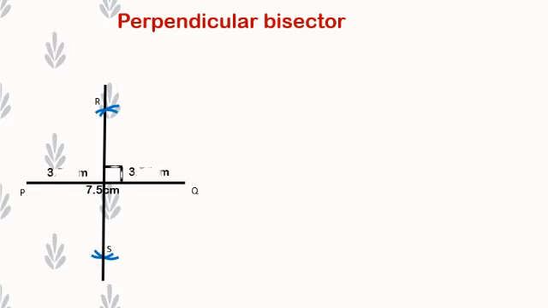Done. This line is perpendicular to the first line and it bisects it. That means line RS cuts at the exact midpoint of the line PQ and forms a right angle. Here both sides are 3.75 centimeters. So this is the figure. Hope it's clear to you.